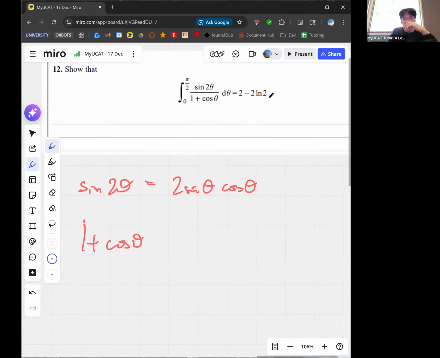Because I see that 2 ln 2, I'm thinking there's probably going to be a natural log. That generally means that you have something where it's 1 over a function, again, a 1 over f of x, right?